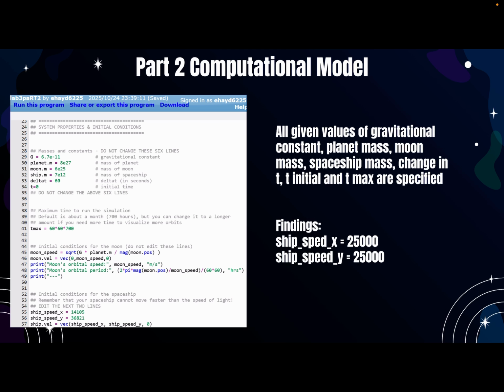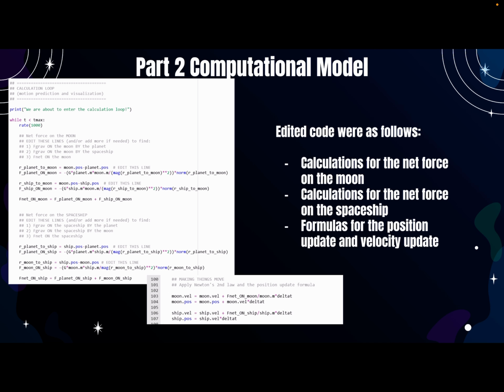For part 2, I defined all constants such as the gravitational constant, planet mass, moon mass, spaceship mass, and time step. I determined that the best initial velocity values for my spaceship were 25 meters per second in both the x and y directions. This gave me an orbit that interacted with both the moon and the planet without crashing. And here's some more of the edited code for part 2. I included calculations for the net force on the moon and the spaceship, and used Newton's second law to update both their velocities and positions over time. The simulation successfully showed gravitational interaction among all three bodies.